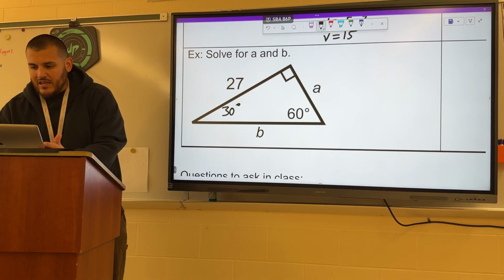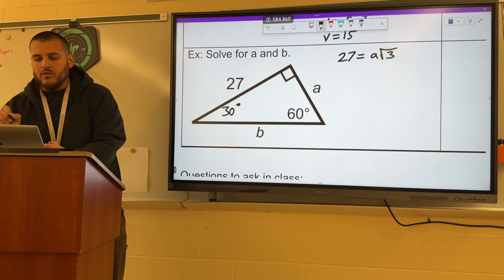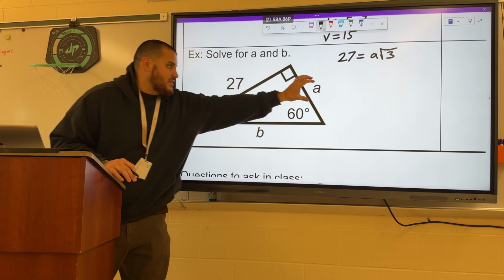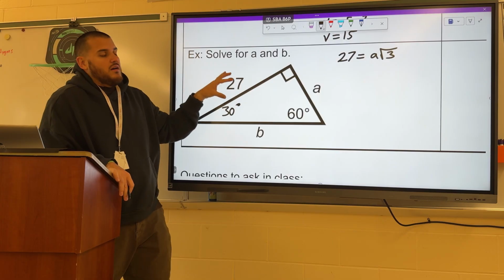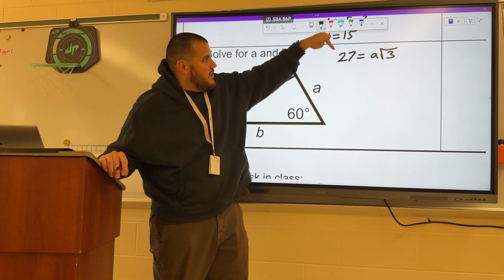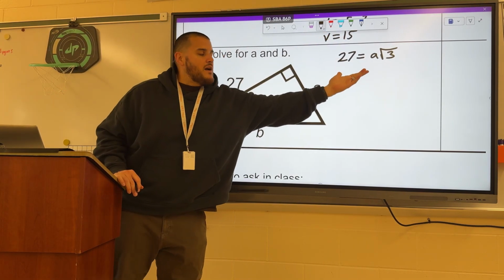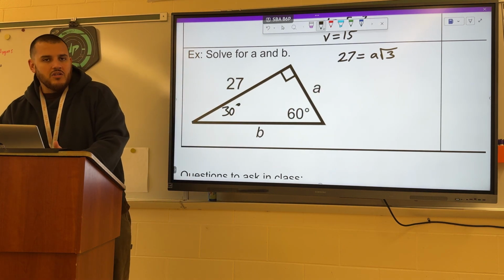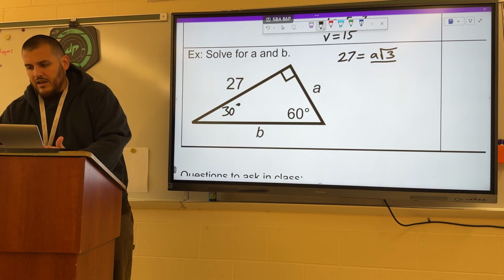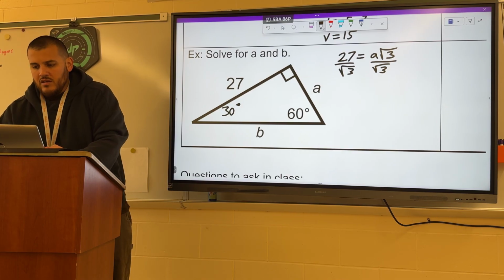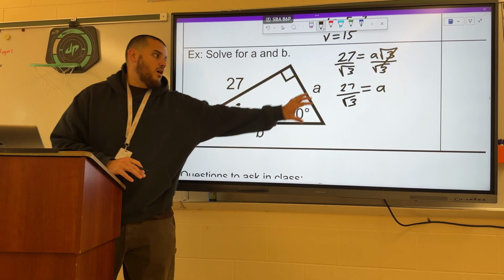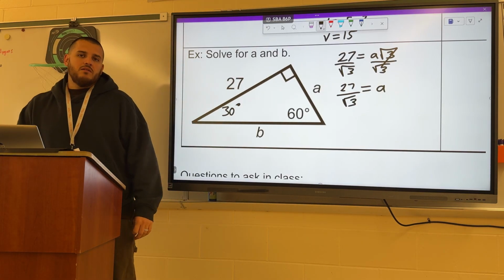Right, so we could write that in an equation. We could say 27 is equal to A times the square root of 3. Short leg times the square root of 3 gives me the long leg. And from there, I can get A by doing algebra. Just like if A was being multiplied by 5, I would just divide by what it's being multiplied by, the square root of 3. This would cancel here, and A would equal 27 over the square root of 3. That's how long my short leg would be for this triangle.